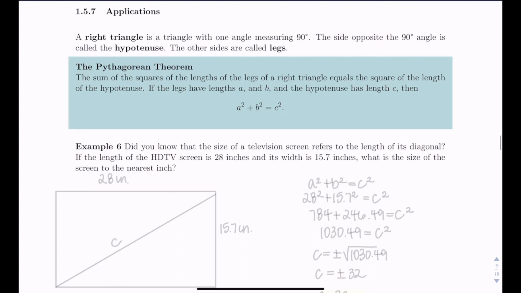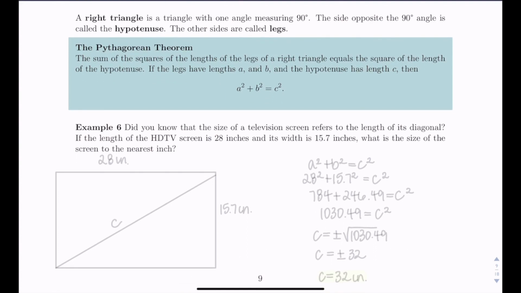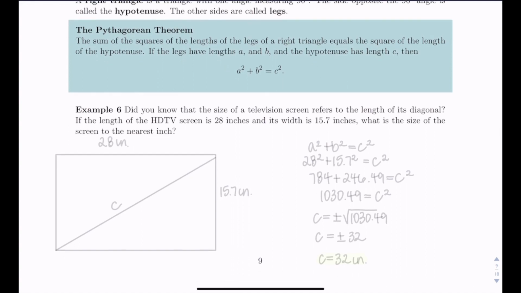You've probably heard this formula 1,000 times before, but the Pythagorean theorem is a squared plus b squared equals c squared, where c is the hypotenuse, which is the longest, and a and b are the lengths of your legs. So let's use this concept when we're talking about the size of a television screen. For example 6, did you know that the size of a television screen refers to the length of its diagonal? If the length of the HD TV screen is 28 inches and its width is 15.7, what is the size of the screen to the nearest inch?